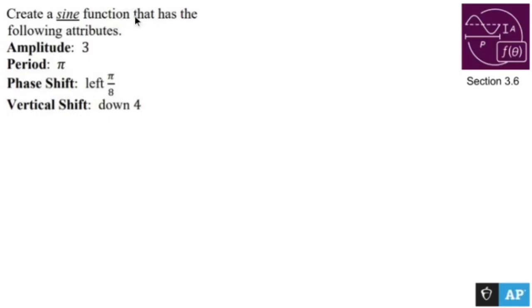Create a sine function that has the following attributes. We have amplitude of 3, period of pi, phase shift left of pi over 8, and a vertical shift of down 4. Let's write out the formula for sinusoidal functions before we get started.